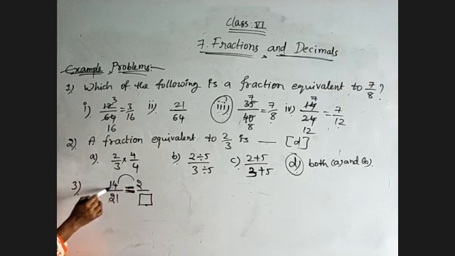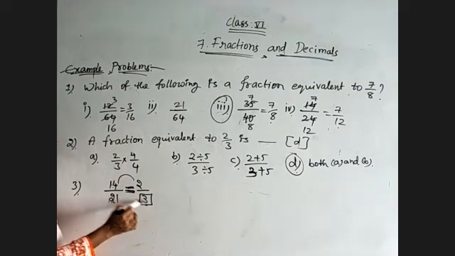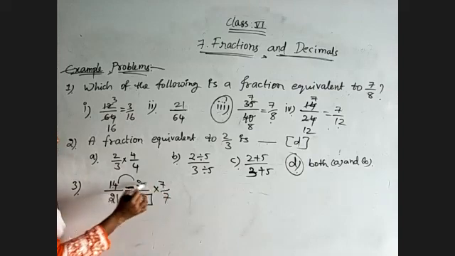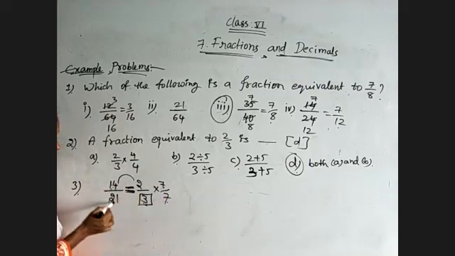In 2 table, when you are getting 14, 7. Yes or no? So 21 also divides by 7. What you will get? 3. Just observe 2 by 3 into 7 by 7. 2 sevens are 14, 3 sevens are 21.